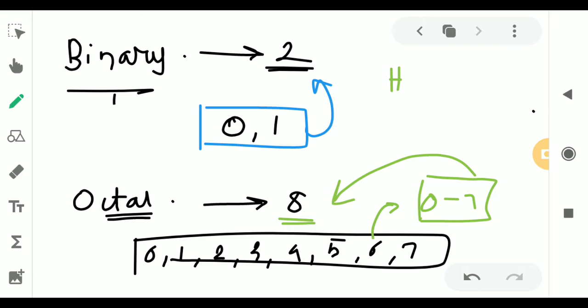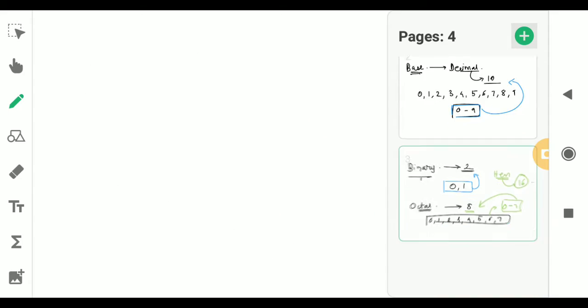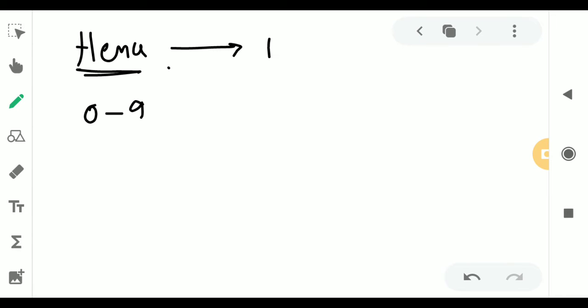Similarly, for hexadecimal, the base is 16. There are 16 digits. There are 16 numbers in the hexadecimal system. Let us see which are these numbers. So in the hexadecimal system, we have 0 till 9. But what beyond that? We already know that hexadecimal number system has a base of 16. That means there should be 16 digits.